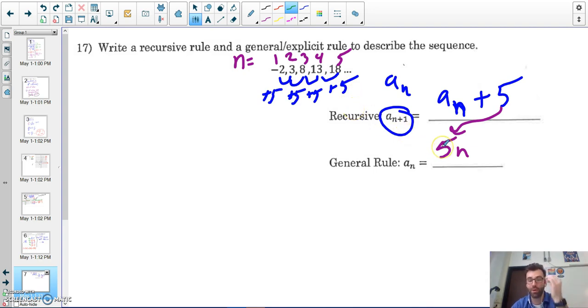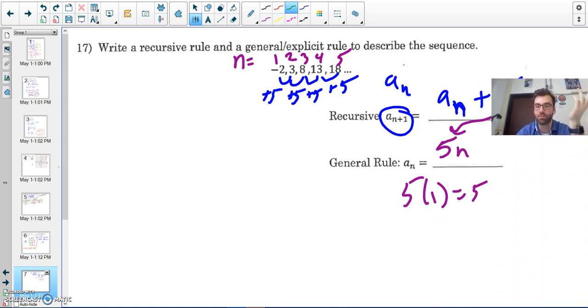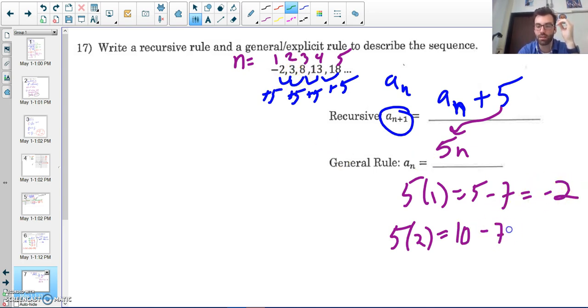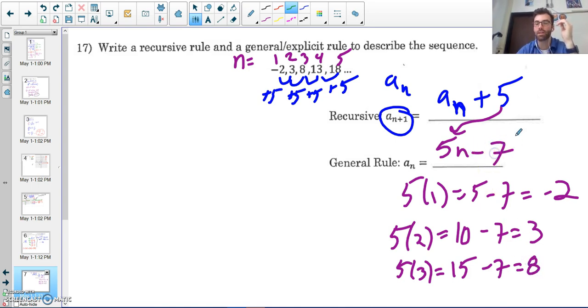So if that happens, now we have to play around a little bit. 5 times 1 gives me 5. What do I have to do to 5 to get to negative 2? That tells me I have to subtract 7. Then I'll get negative 2. Let's see if that works for the next one. 5 times 2 gives me 10. What do I have to do to 10 to get to 3, which is my second term? Oh, I subtract 7 again to get 3. I'll try it one more time. 5 times 3 is 15, minus 7 gives me 8. So that checks out, so it's 5n minus 7.